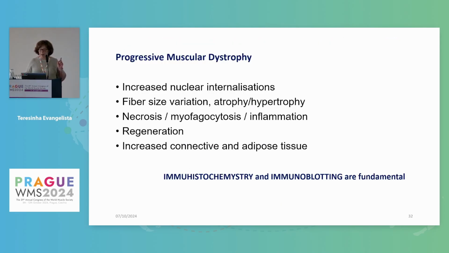Now, progressive muscular dystrophies, you all know the histological characteristics of the dystrophies. Increase in nuclear internalizations, not centralizations, fiber size variation with atrophy, hypertrophy, necrosis, myophagocytosis, inflammation, and regeneration, with an increase in connective tissue and in adipose tissue. So this is the basis for any progressive muscular dystrophy. I'm not talking here about the slightly different approach for the congenital muscular dystrophies, but I don't have the time. And here, the immunohistochemistry and the immunoblotting are essential to make a diagnostic.